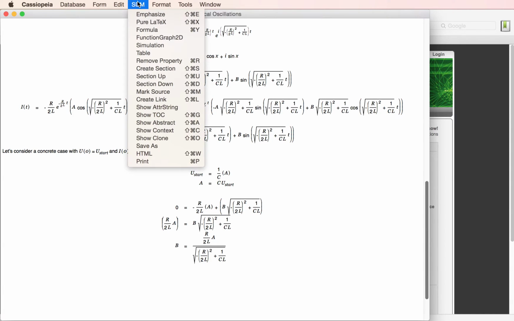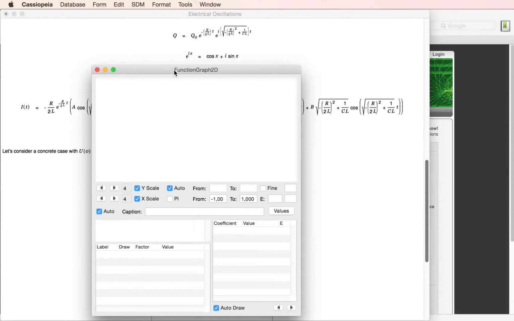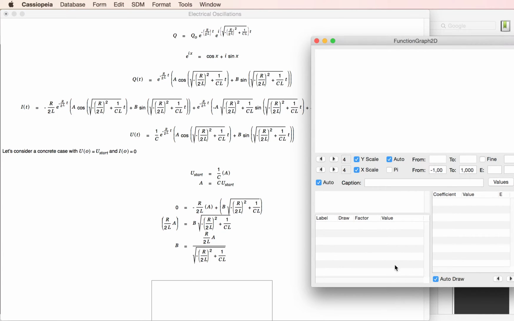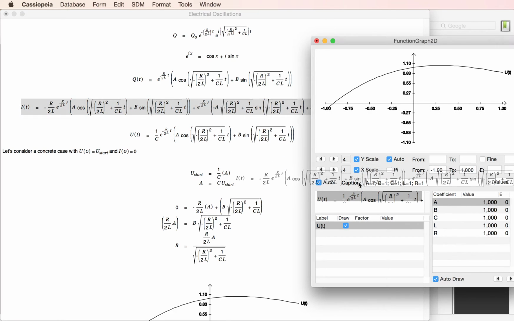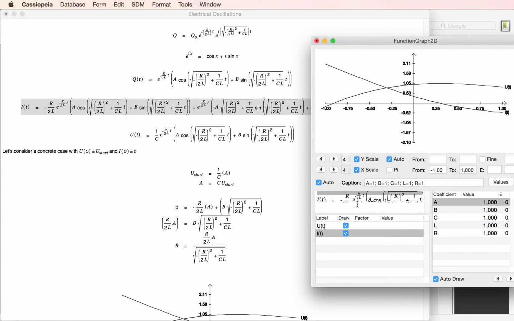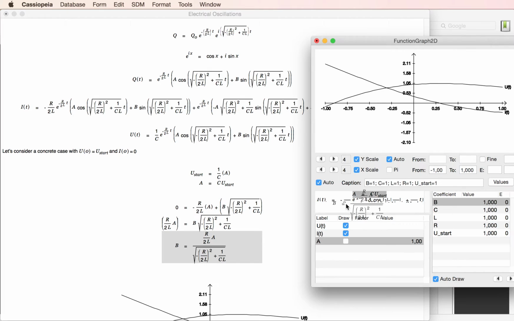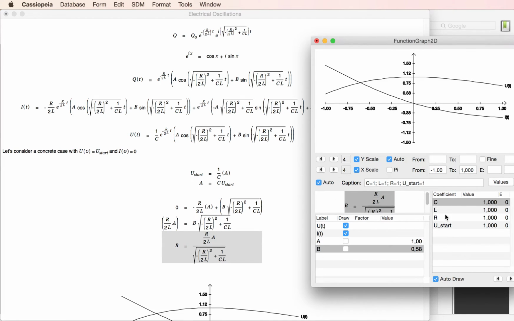Let's simply draw the function graph and drag the equation for the voltage here, for the current, which makes these two functions dependent of A and B. We don't want that. We simply drag our equations for A and B onto the function graph as well, and get the graph depending on C, the capacity, on L, R, and U start. Let's choose reasonable limits.